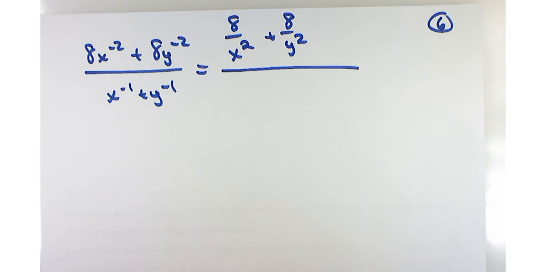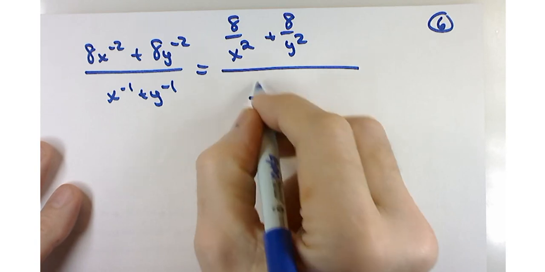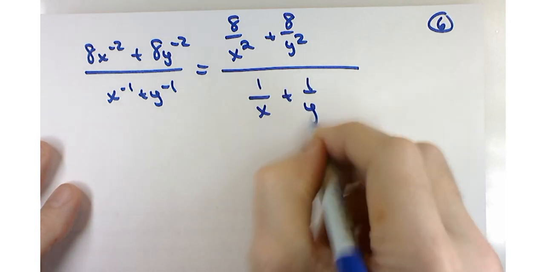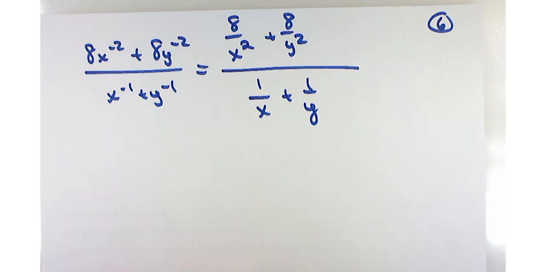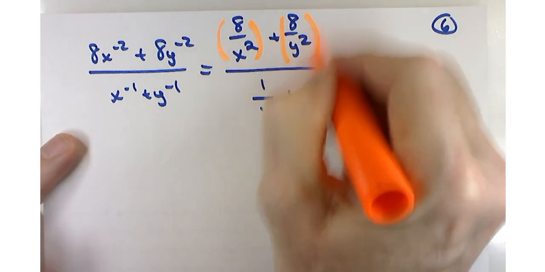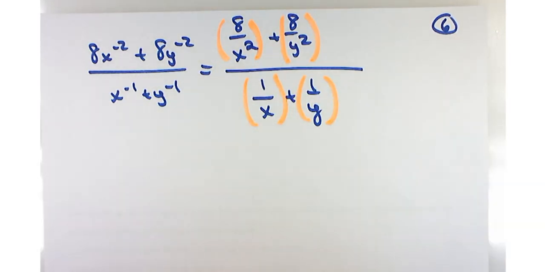What's the denominator looking like? Almost. 1 over x plus 1 over y. And now you've got 4 terms, 4 secondary fractions. All of these in orange are your secondary fractions.